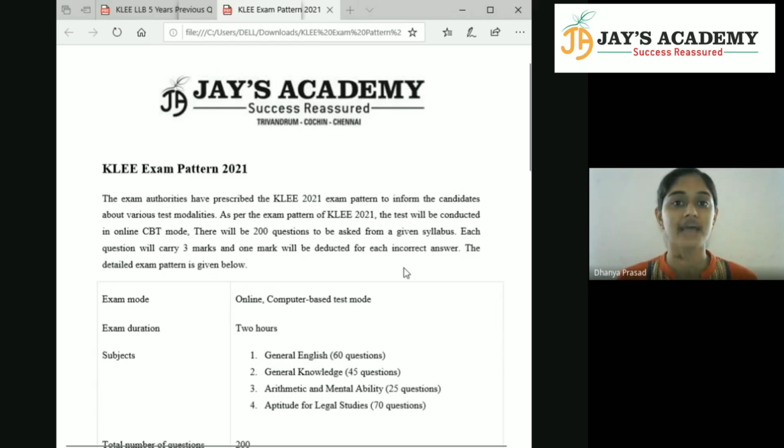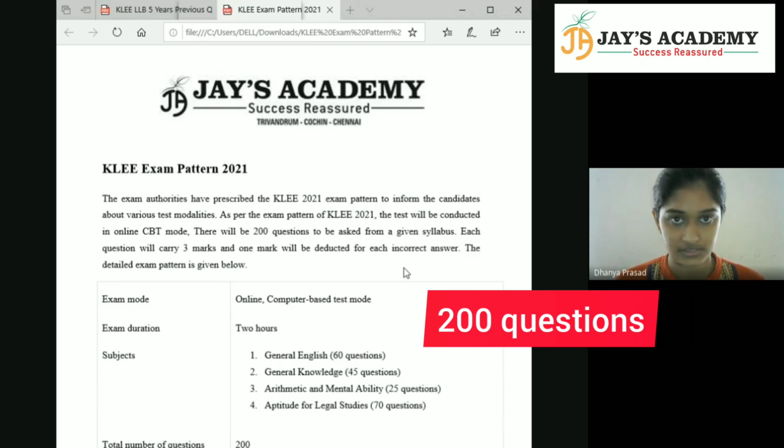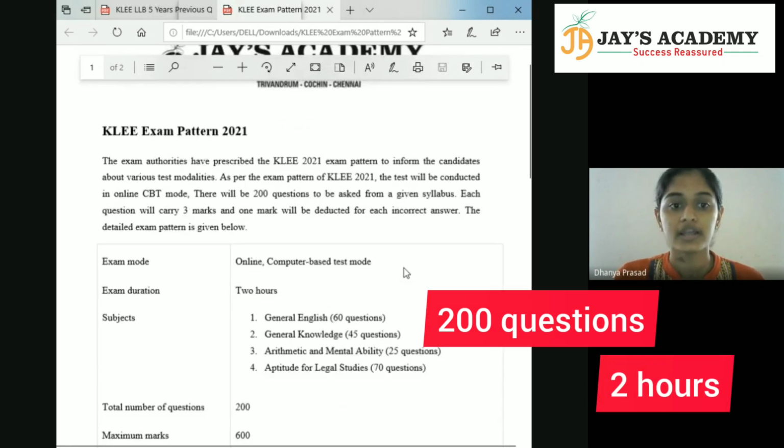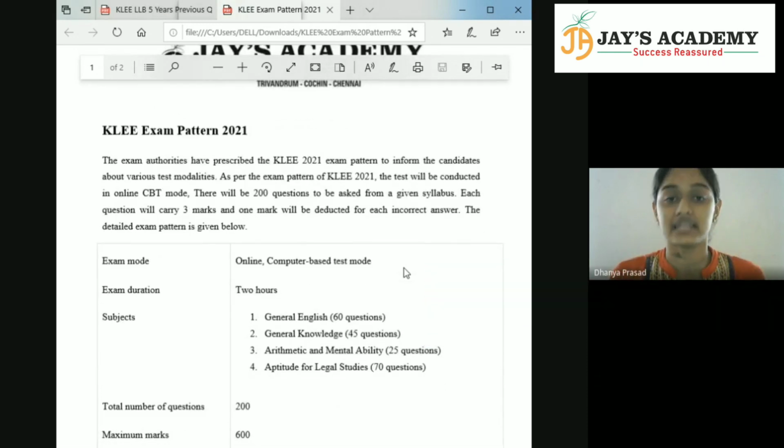So coming to the exam pattern of this year, this is going to be a computer based exam. It's an online exam where you will have 200 questions to go through, right? You will have 200 questions and then you have 2 hours for it. All right. So time management is yet another area that you need to focus on since it's an entrance examination. You have to keep watch over the time that you take for each question.